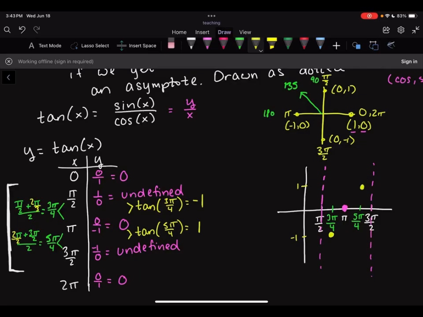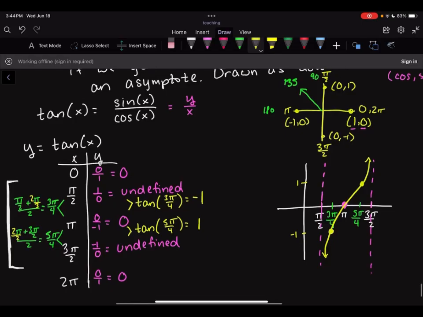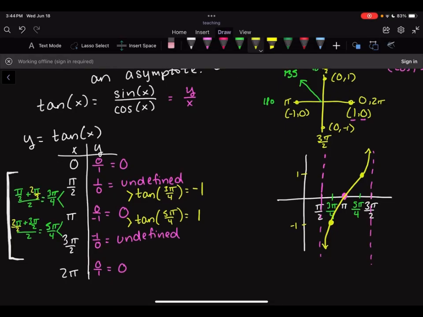So here's what my general shape looks like. It looks something like that. So this is really the process of graphing tangent. A little bit different from sine and cosine. So of course, I definitely think that we should do some more of these.